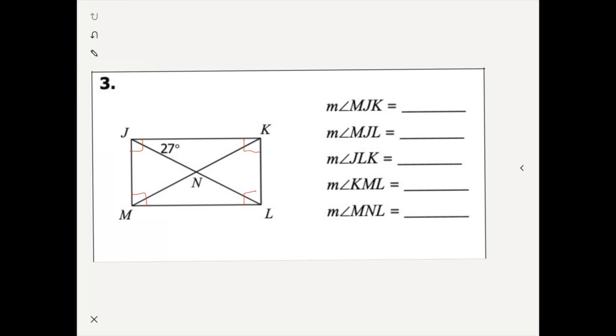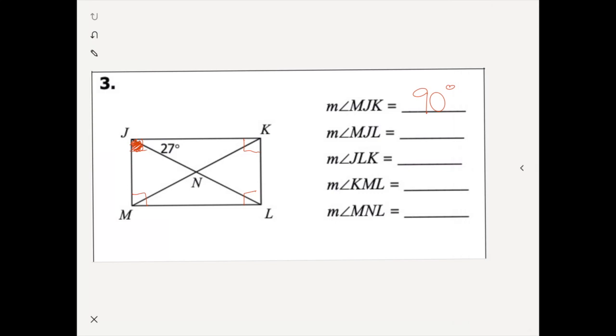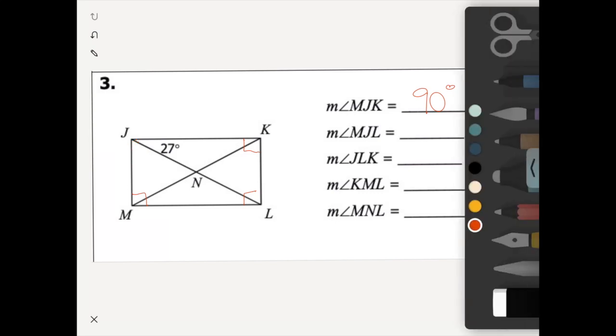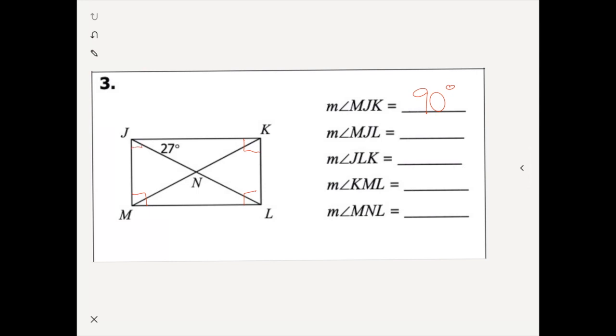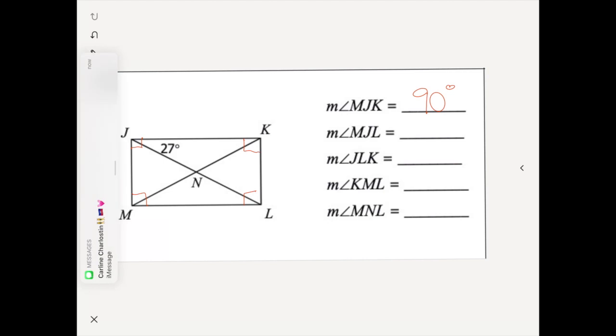So they asked us to find the measure of angle MJK. That's this whole entire angle right here, and we already said that this is 90 degrees. So I'm just going to write that right there. The next angle we need to find is angle MJL. So I'm going to erase this right here. This is still a right angle, but I'm just going to highlight what MJL is. MJL is right here, this little bit in the corner.